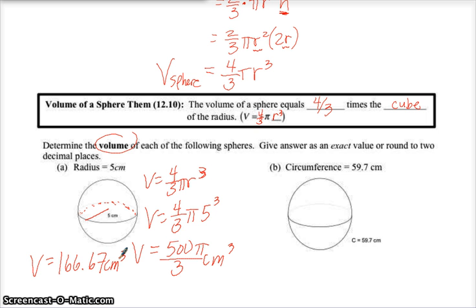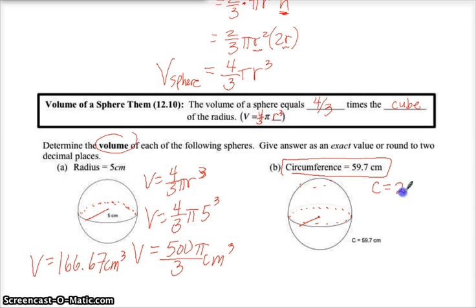Okay, the next one, circumference. This time, it's a little more interesting because you've been given the circumference. What circumference? The circumference right around the widest part of the sphere, not up here somewhere, but right in the middle. That means we don't know the radius, so we have to solve for the radius.